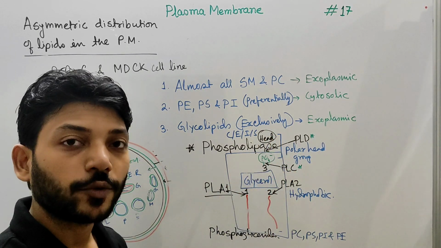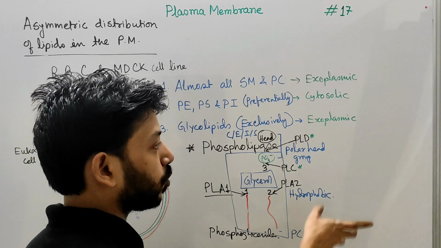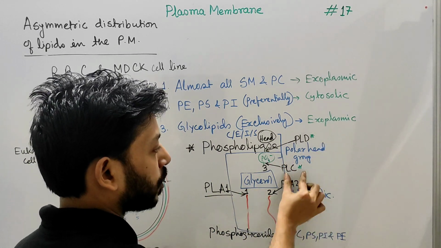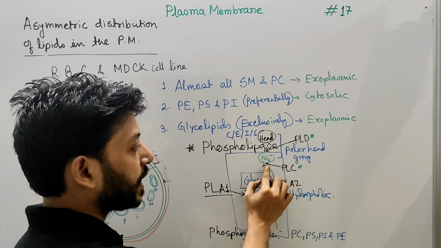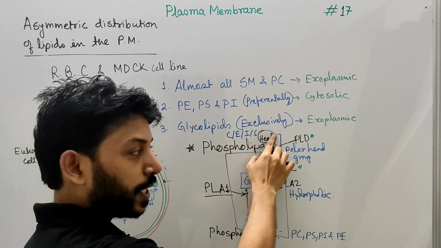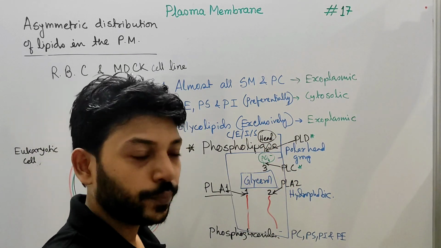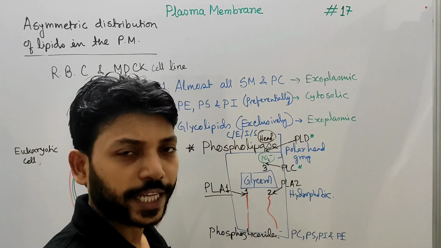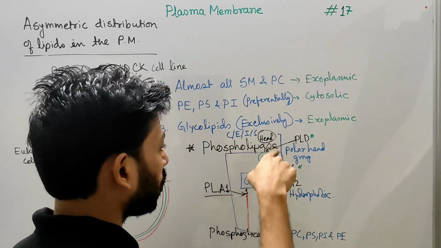To identify which molecules are present, we have to take the help of these two enzymes. With the help of PLC, it can cleave the phosphate and head group, then we can chemically analyze the head group. Also, we can use PLD, then we will only find the head group and we can analyze it. So scientists use these two enzymes.